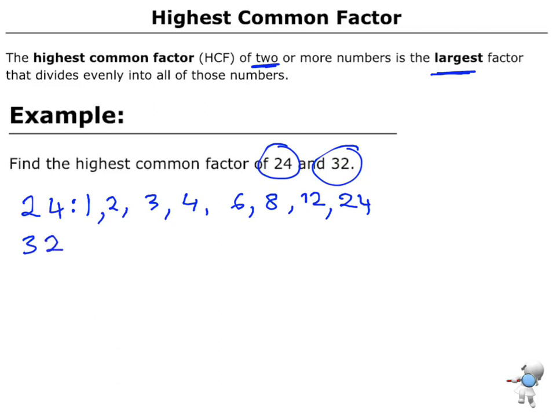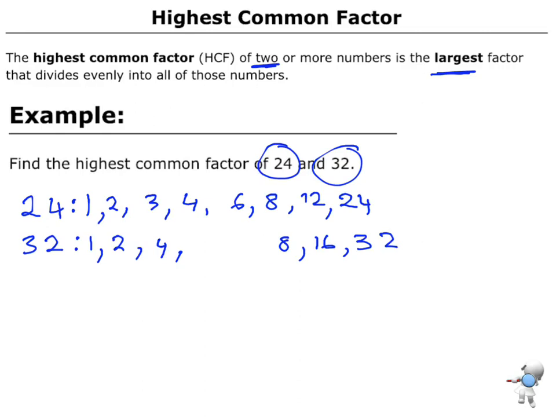Now let's do the factors of 32. And so I've got 1 times 32. I've got 2 times 16. I can't do 3. I can do 4 times 8 is 32. I can't do 5, and I can't do 6, and I can't do 7. So that in fact is all of my factors.